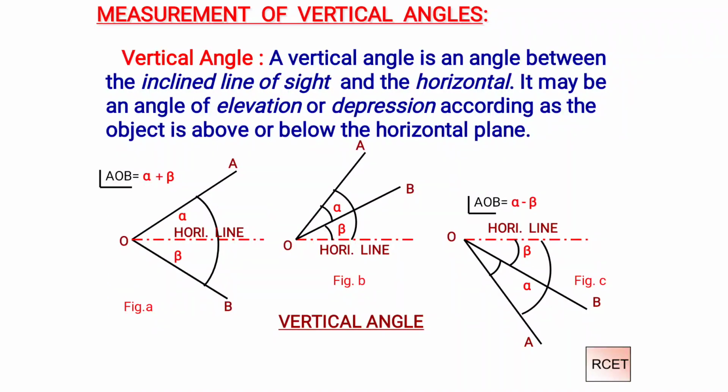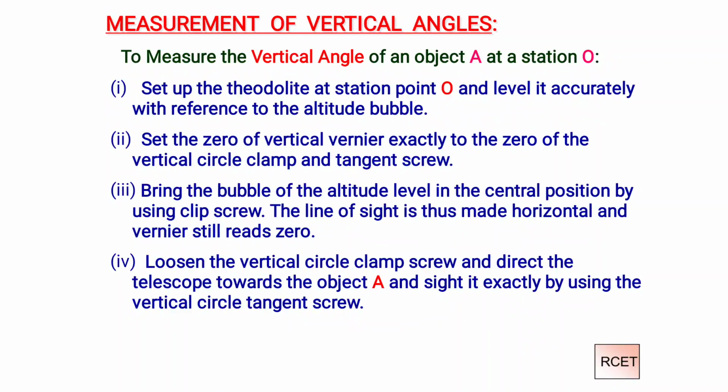Then, the vertical angle measurements. A vertical angle is an angle between the inclined line of sight and the horizontal. It may be an angle of elevation or depression according as the object is above or below the horizontal plane. Set up the theodolite at station O and level it accurately with reference to the altitude bubble. Set the zero of the vertical vernier exactly to the zero of the vertical circle. Clamp the tangent screw. Bring the bubble of the altitude level to the central position by using the clip screw. The line of sight is thus made horizontal and the vernier still reads 0.